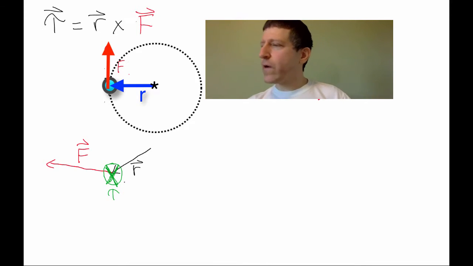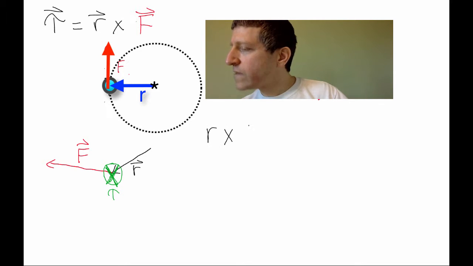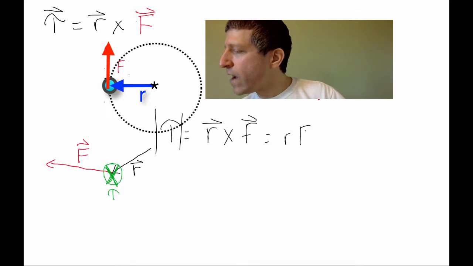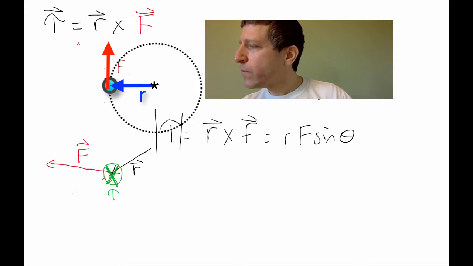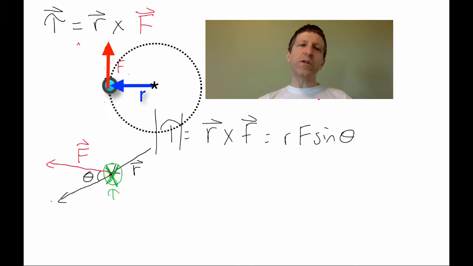Now, if you want to actually figure out the magnitude of these, R cross F, that's the torque, the magnitude of it is RF sine theta. Put the R right over here. So we get that angle theta right there. In order to figure out the angle between two vectors, you must put them tail to tail.